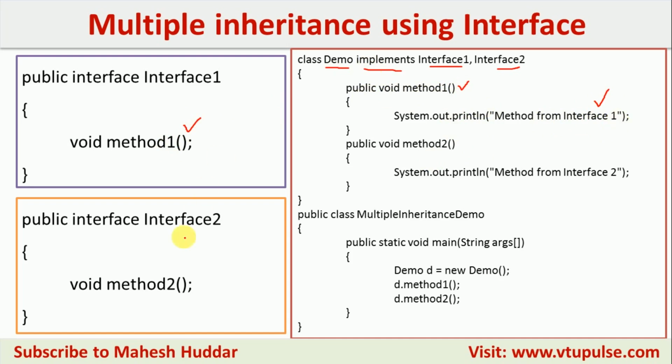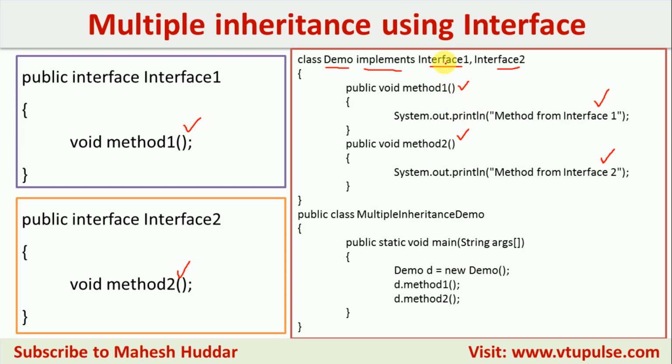Similarly, we have one method in interface 2, I have to implement that also. I have implemented method 2 here, that is public void method 2. Again I have given a very simple message in this case, that is method from interface 2 here. So because I have implemented interface 1 and interface 2, all the methods present in interface 1 and interface 2 should be implemented here. That is the concept of implementation, or implements, of the interfaces.